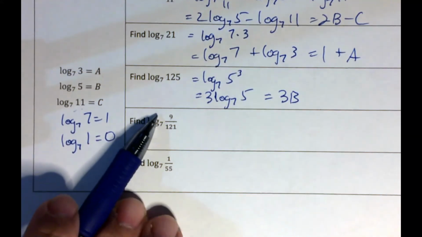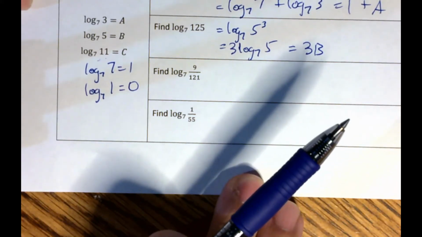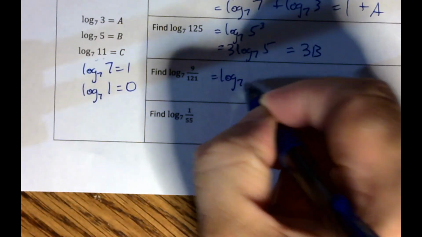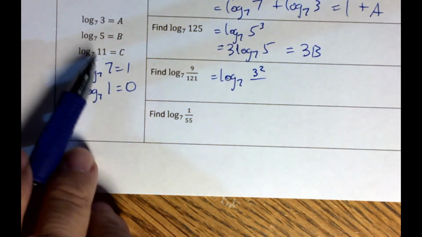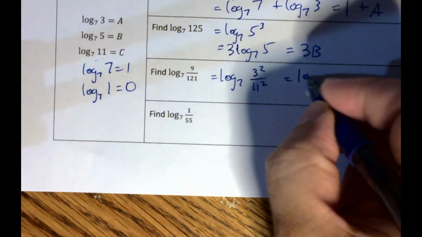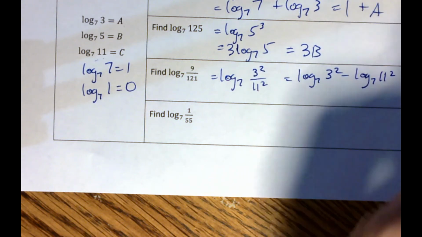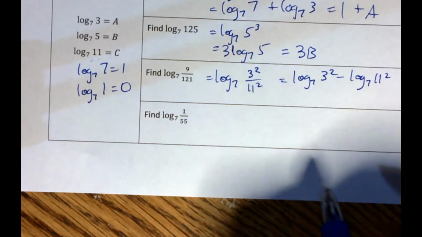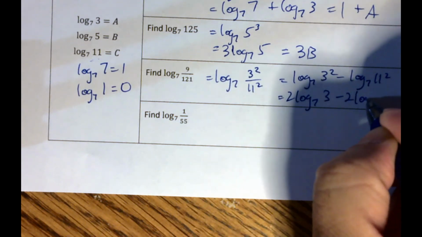All right, let's go on to the next one. Log base 7 of 9 over 121. So 9 can be written as 3 squared, because it's log base 7 of 3 to the second power. 121 is 11 squared, and 11 is one of our numbers. So I'm going to write that using the quotient rule, writing it out separately. I wrote it as a quotient, so now it's a difference. Bring the 2 down, so it's 2 log base 7 of 3 minus 2 log base 7 of 11.